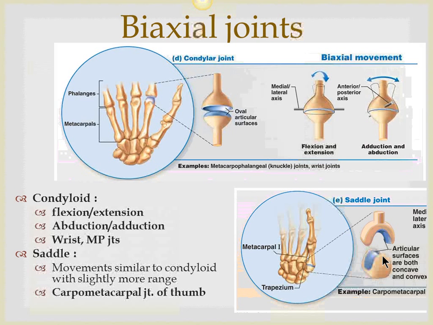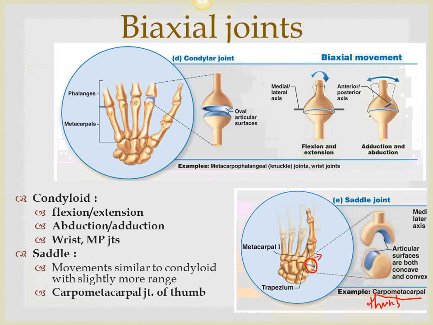And the joint which is a perfect example of this saddle joint is this joint between the carpal bone and the first metacarpal here. So this joint is called the carpo-metacarpal joint of the thumb. So it's in the thumb. The carpo-metacarpal joint of the thumb. And this joint is at the base of your thumb.